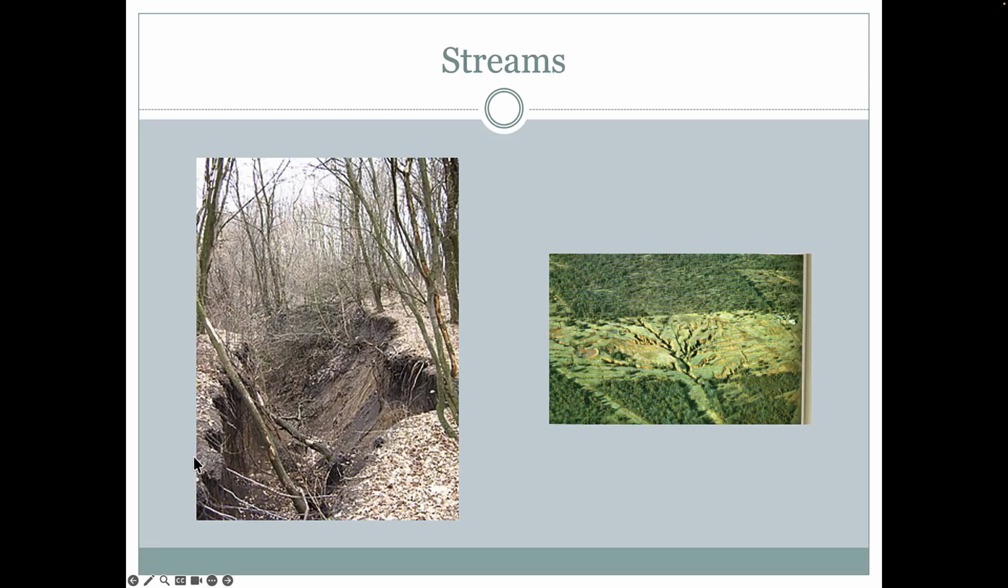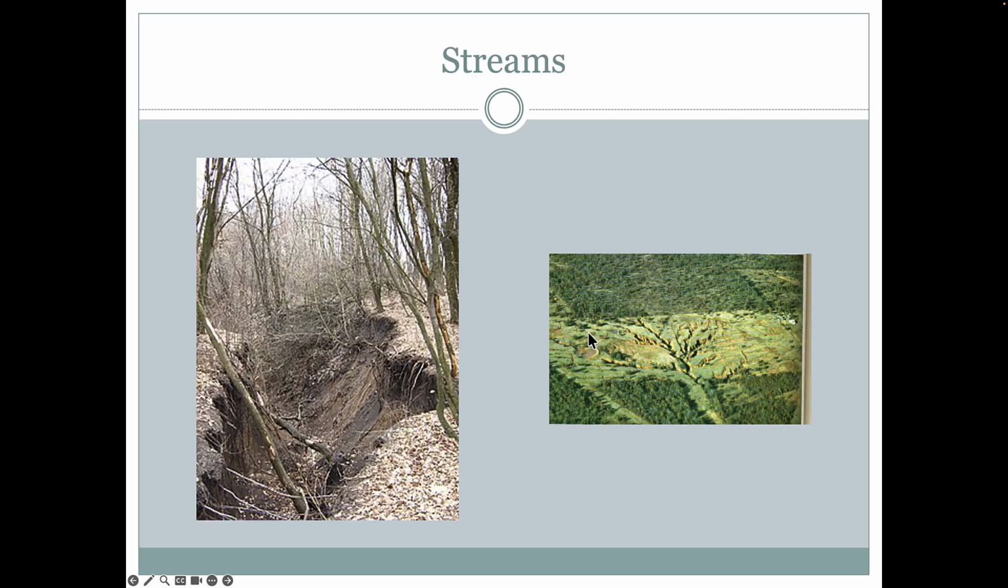G-U-L-L-I-E-S. And these gullies are much deeper. You can no longer step across these. You might not even be able to jump across these. Once again, they can occur where there is vegetation, but they more often occur when there is not a lot of vegetation to hold the soil in place.